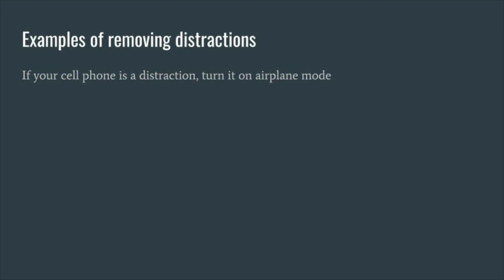One example of what this could look like in your practice session for external distractions would be to turn your cell phone on airplane mode if it's a distraction for you. If it's not, don't worry about it. But if it is, that's a solution that you can control that can dramatically help your concentration on the task.